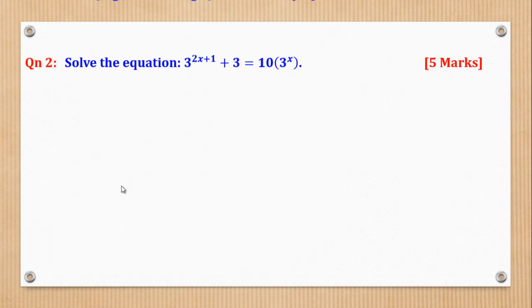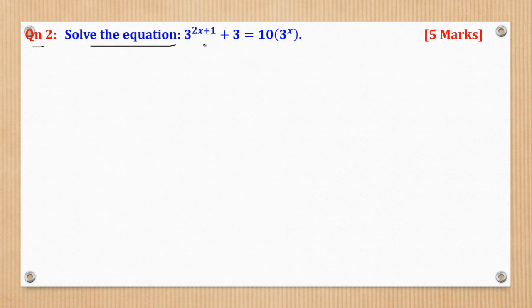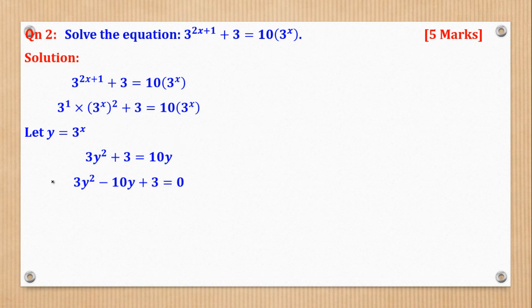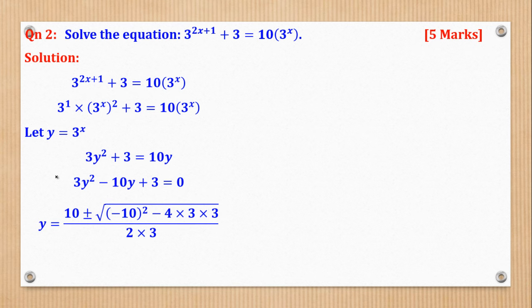Okay. Then question 2 says, solve the equation this. So first is to rearrange where this becomes 3 to the power 1 times 3 to the power 2x, which is this. Then you can now let y be equal to that and substitute for this and this. Then you can rearrange to get a quadratic equation, which can be solved using a quadratic formula to get the 2 values of y, this and that.